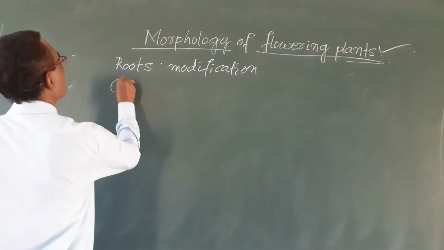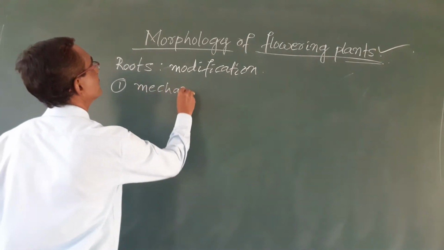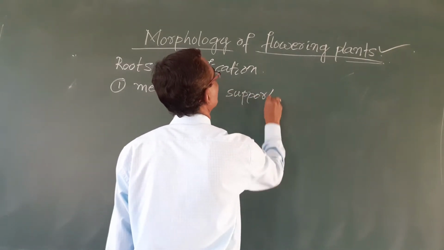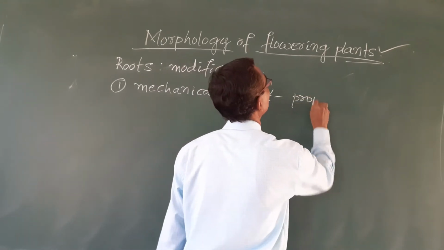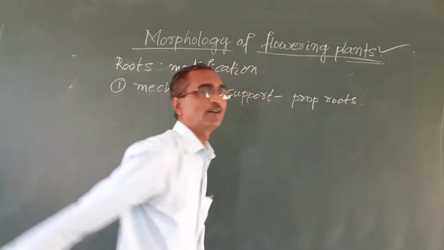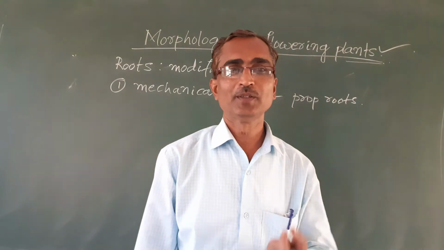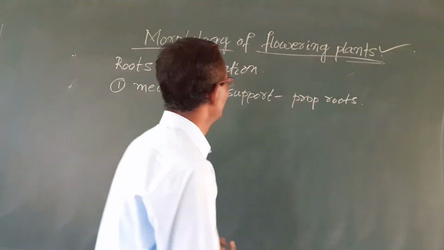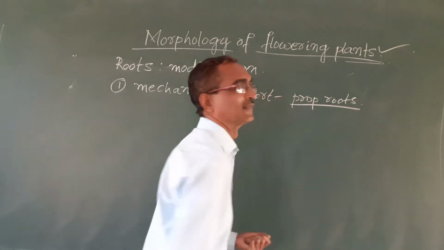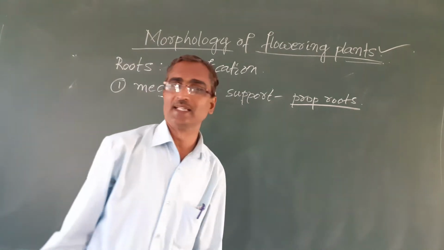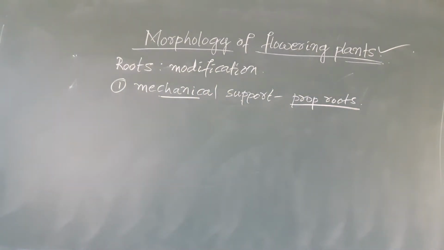First we see mechanical support. That is the prop roots in the case of banyan tree, okay. You might have seen in the banyan tree, the roots are modified roots. They give mechanical support to the plants, okay. That is one modification, okay.